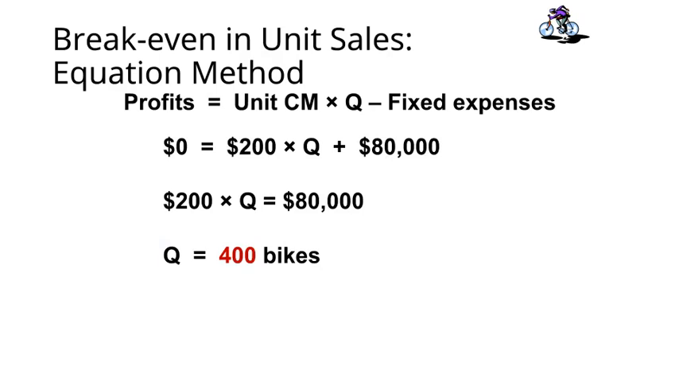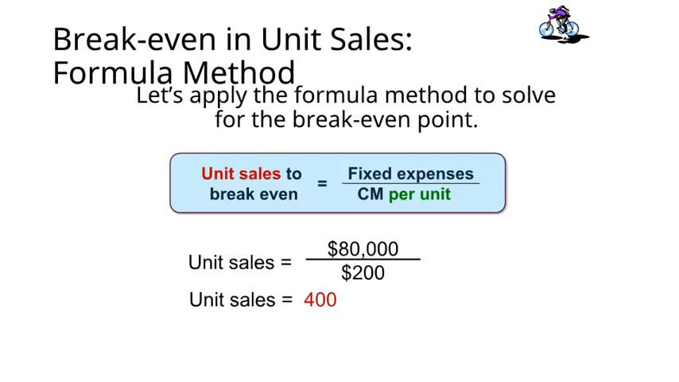If the company sells less than 400 units, it will incur a net operating loss, and if it sells more than 400 units, it will report net operating income. A quicker way to solve this problem is to add the desired profits to the fixed cost and divide the total by the contribution margin per unit. Notice we get the same result of 400 bikes.